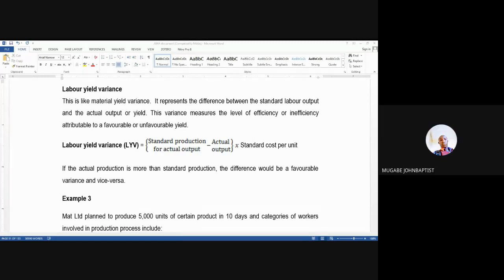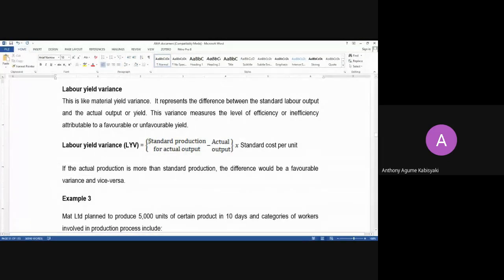So if you are saying that the actual production is more than standard, and that one being favorable, it means that when standard production is more than actual production, that one means that it is advanced. And the word is adverse, not advance. There's a difference between adverse and advance. Okay, sir. Okay. Now, how do you compute labor yield?